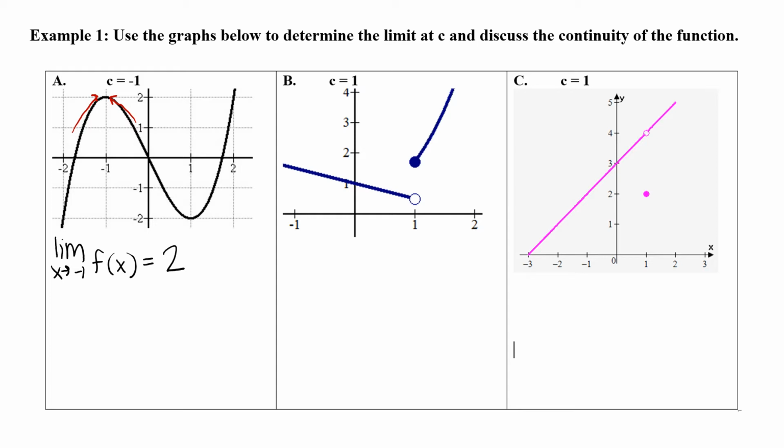When we're looking to talk about continuity, we want to look for any possible discontinuities, so we're looking for holes, gaps, or jumps. Since we would be able to graph this entire function without picking up our pencil, we can say that this function, f of x, is continuous everywhere.